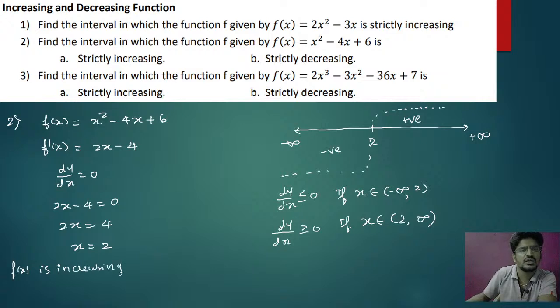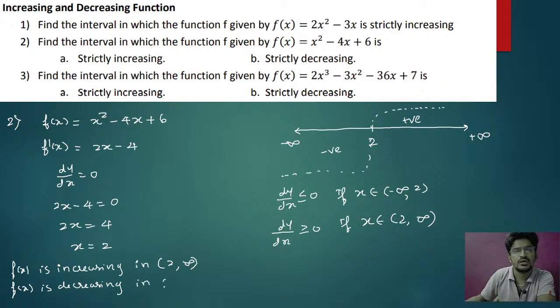in 2 comma infinity, and f of x is decreasing in minus infinity comma 2. Okay, this is the solution for your second problem, and it is very easy that by taking 1 and 2, no problem.